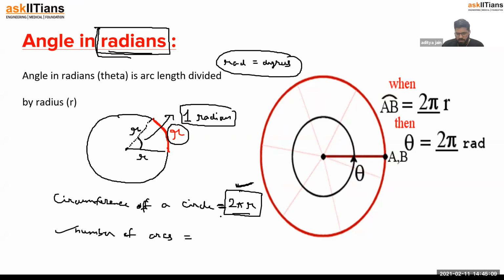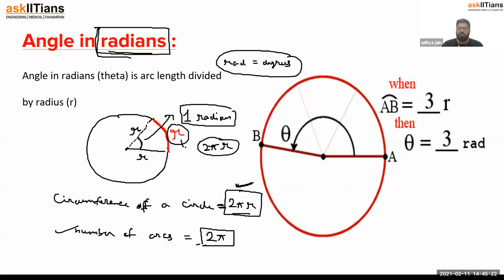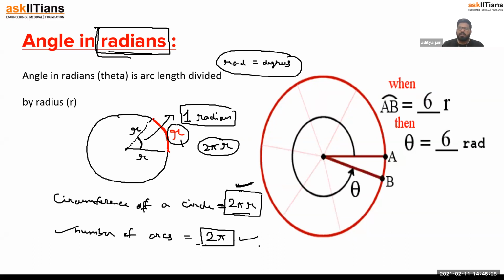Think of that. You will find that the number of arcs required is 2 pi. If I take 2 pi arcs and each arc has a length of r, what will be the total length covered? It will be 2 pi r. That will be the circumference of the circle. So basically the number of arcs required is 2 pi, of length r each.